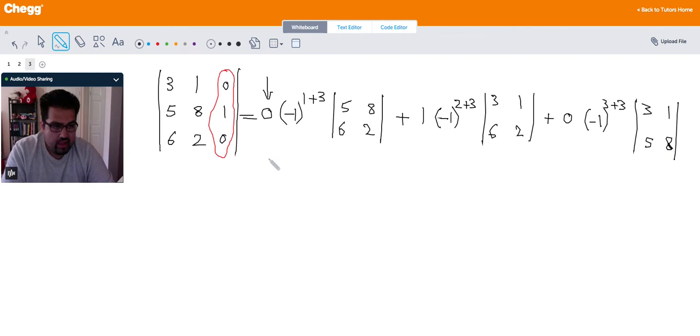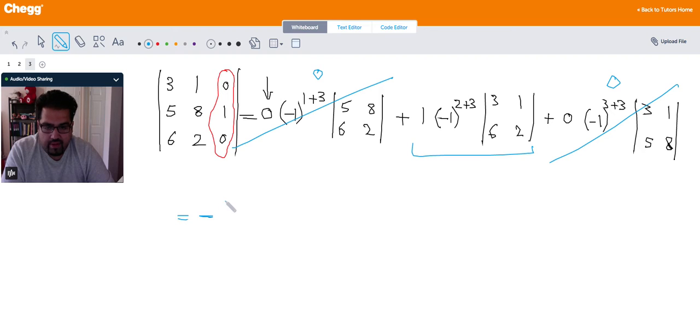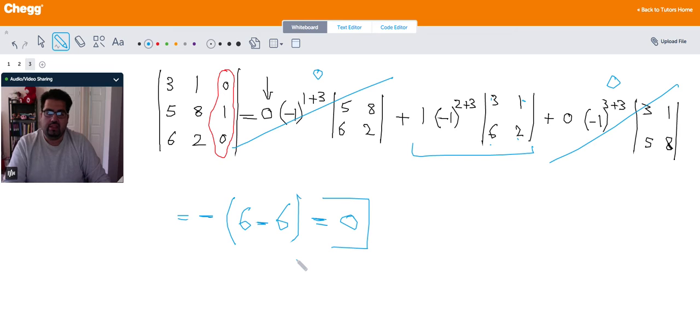Okay. So obviously we can say that part is 0 and also this part is 0. So the only thing I'm left with is the middle one. Negative 1 to the power of 5 is negative, and then the determinant here is a 2 by 2, so 3 times 2 is 6, minus 1 times 6, which is 6, and interestingly that is going to be 0. So the determinant is 0 in this case. Okay.